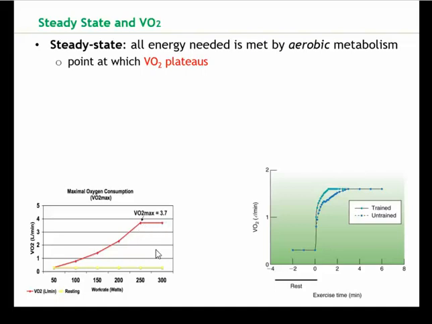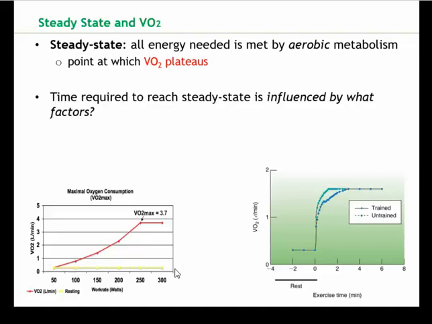This also occurs at moderate workloads as well. Let's talk about the time required to reach steady state and what it is influenced by. Number one, it's influenced by the magnitude of the increase in intensity, so how hard we're actually working, and that was described on the last slide. And it is influenced by training status. This picture here shows trained versus untrained.